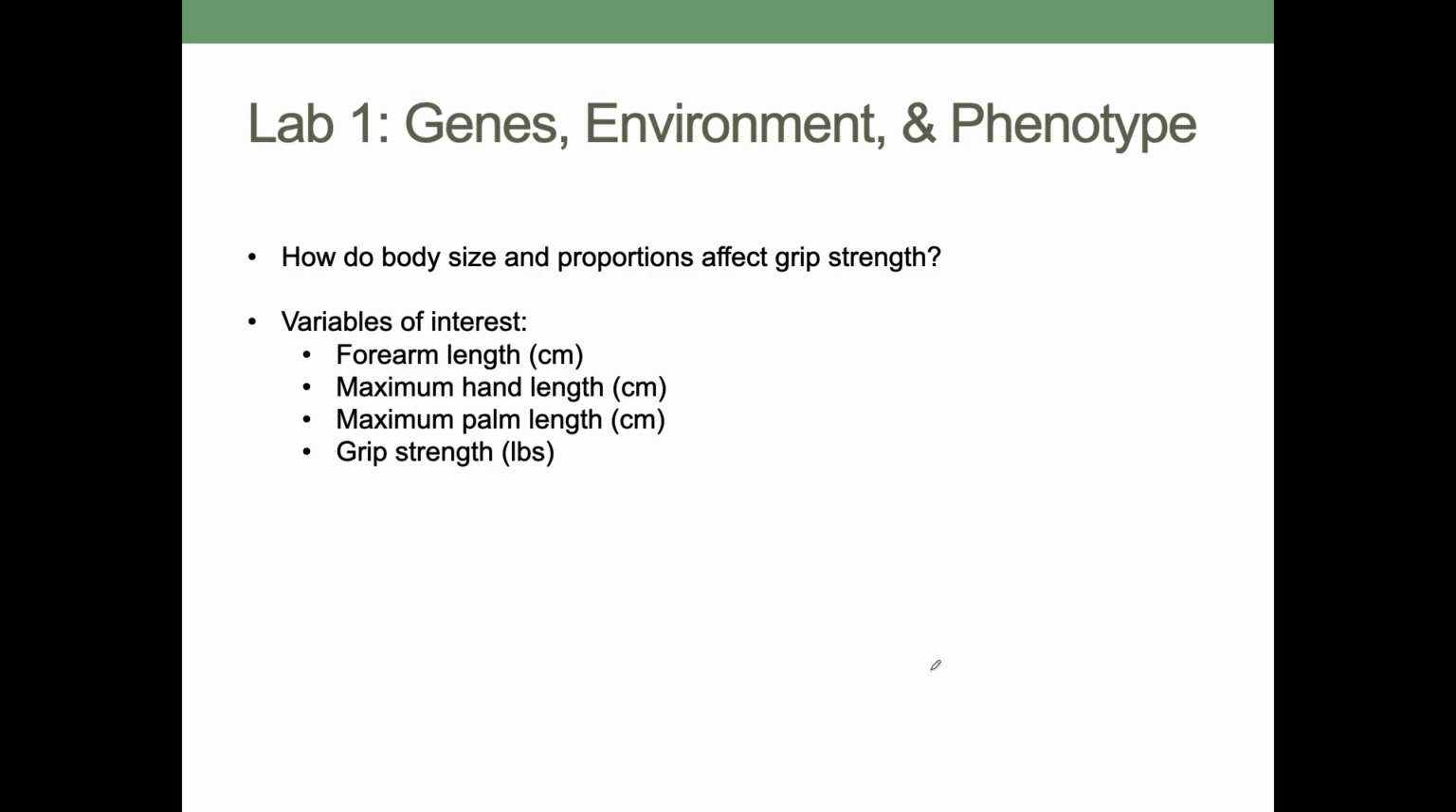Okay, number 3, how do body size and proportions influence grip strength? Some of the variables that have been collected previously are forearm length in centimeters, maximum hand length, maximum palm length, and grip strength in pounds, using a portable spring-loaded grip strength device where you pull as hard as you can and you measure how far the needle goes, which represents pounds of pressure.